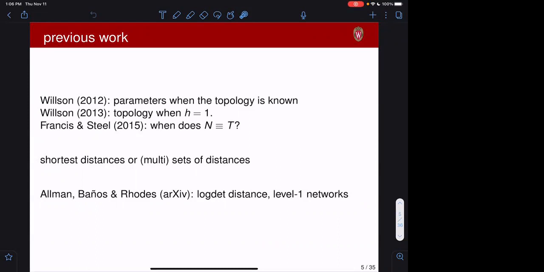Anyway. Previous work on this dates back about 10 years ago, when Stephen Wilson looked at this question when the topology is completely known.